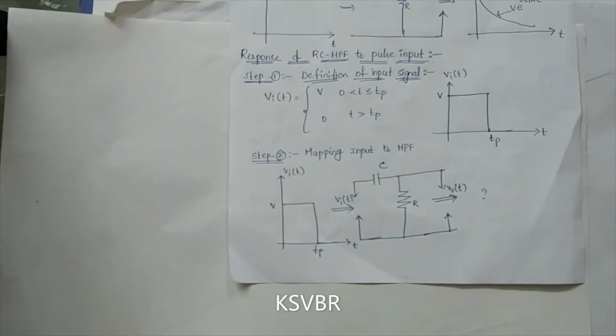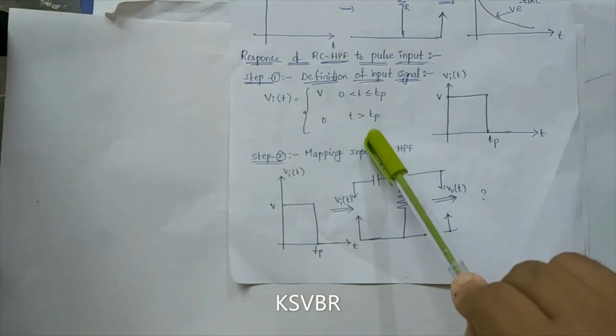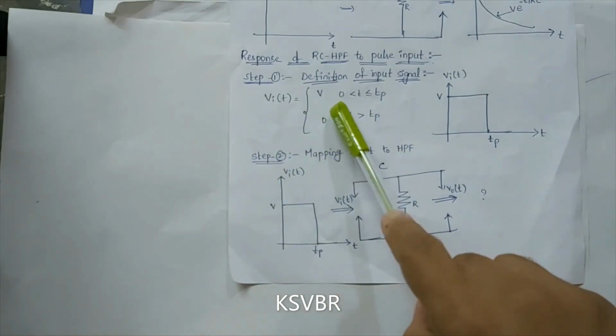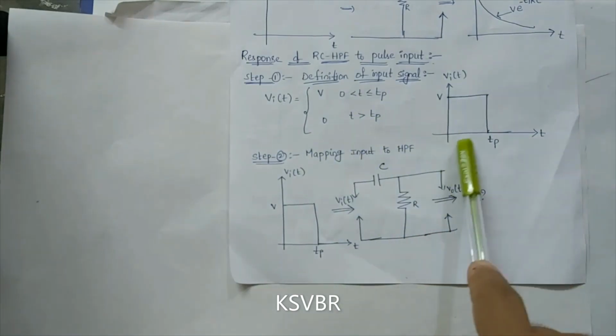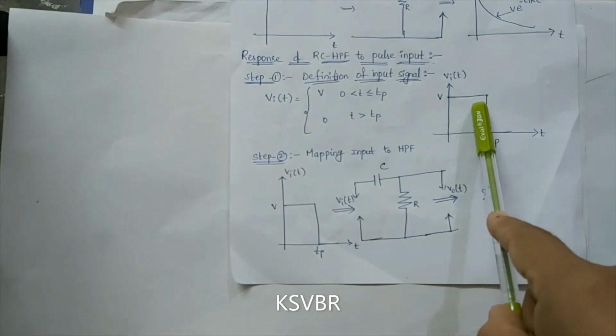Now let us see the response of RC high pass filter to pulse input. As we have 4 steps in analysis, step 1 is the definition of input signal. We know that the pulse signal is the limited version of unit step signal. Here this is the pulse signal and this is its mathematical representation: Vi of t is equal to magnitude V for 0 to Tp time interval and 0 else. So in 0 to Tp interval, the magnitude is constant as V. This is the first step.